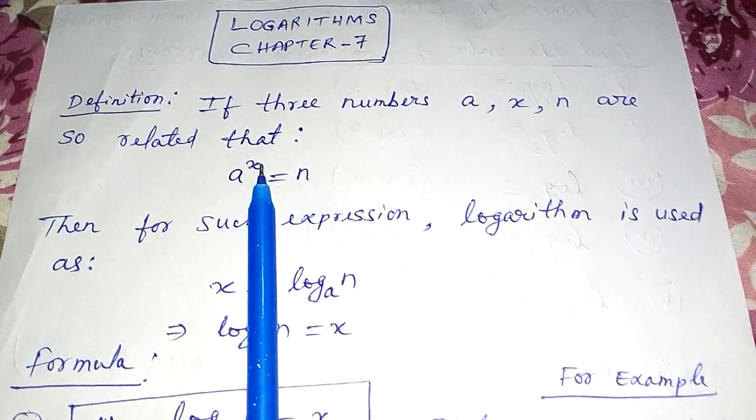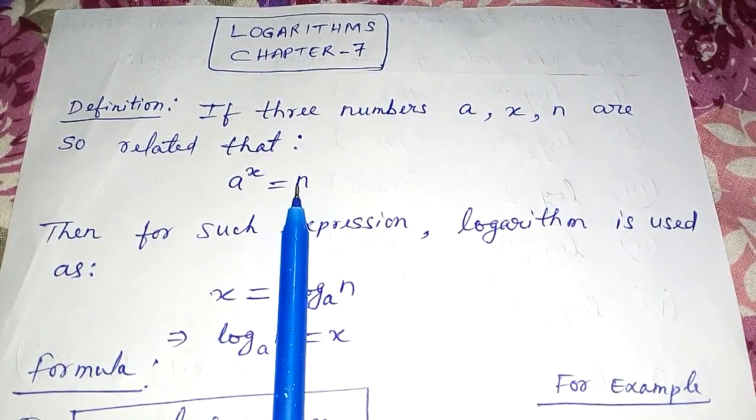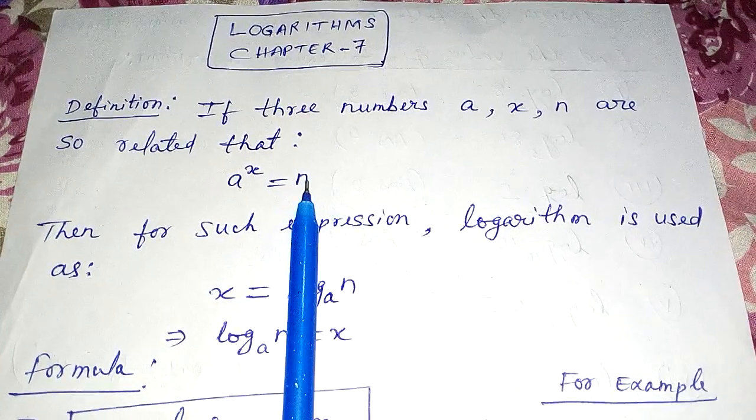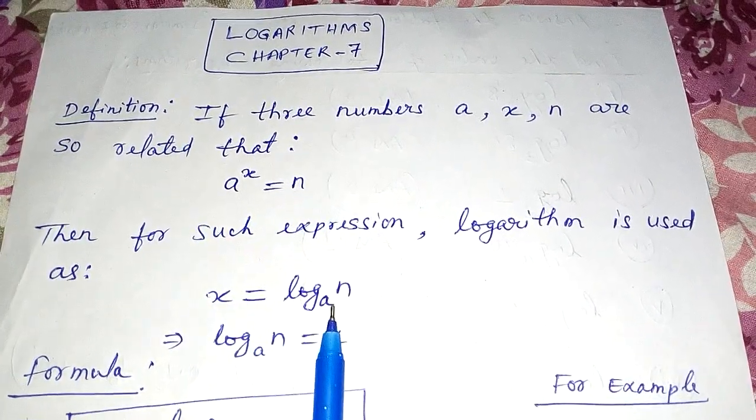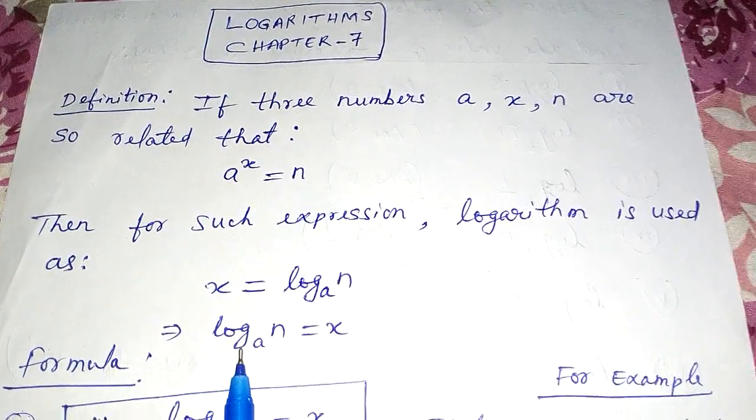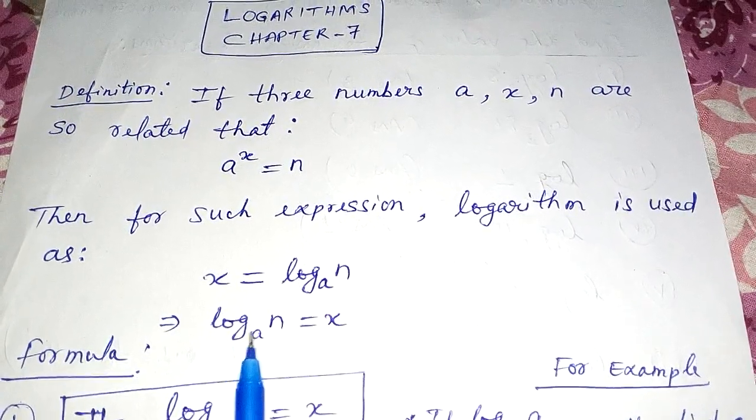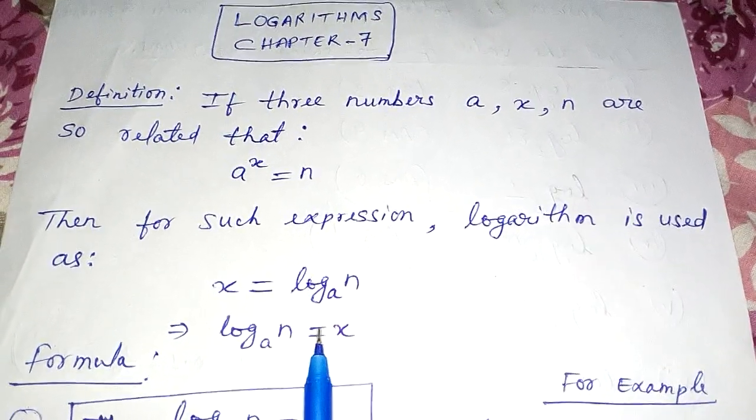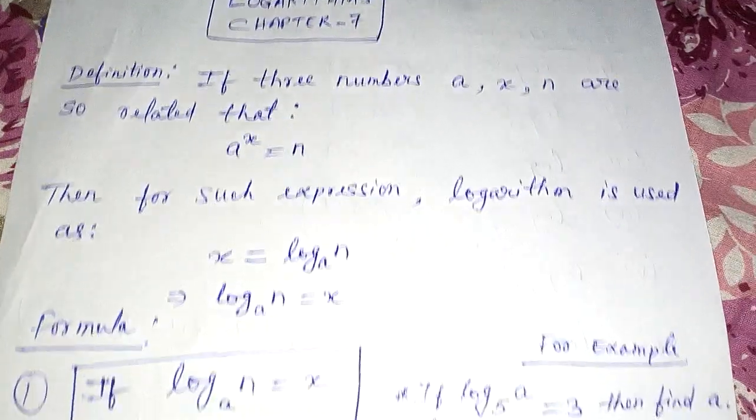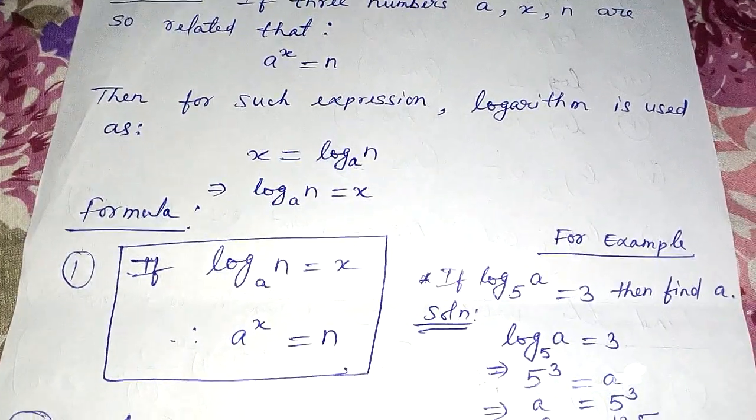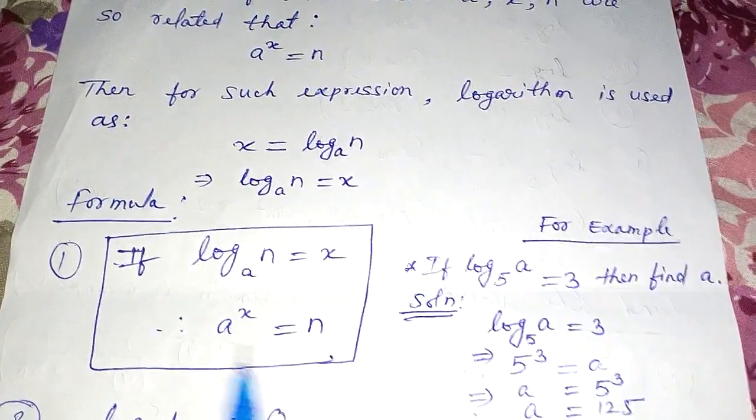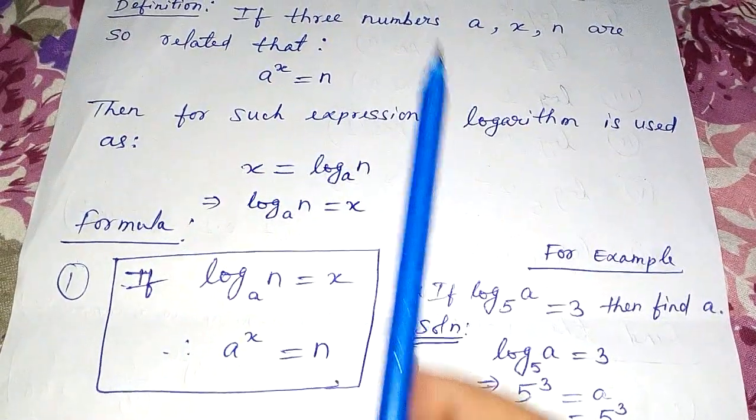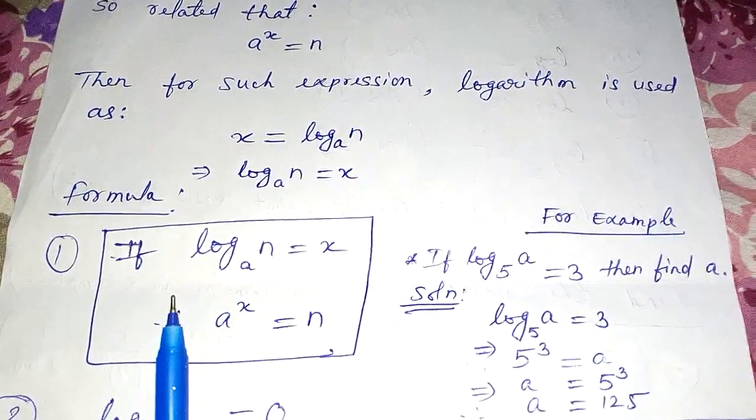That means the power x comes here and we have to apply log on n, and a becomes the base. If we interchange, then we can write log n base a equal to x. So this is the small definition of logarithm. Now from this particular definition we have one formula.